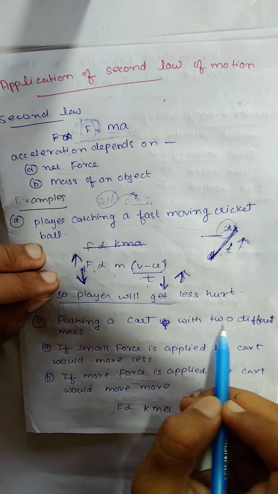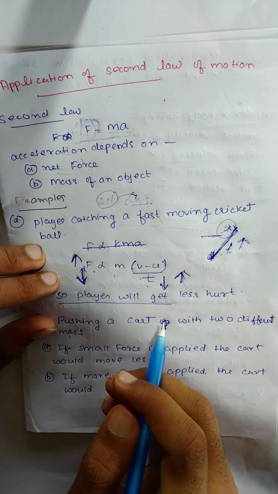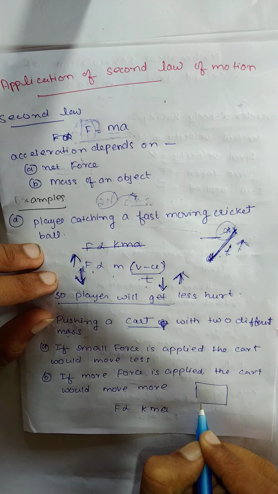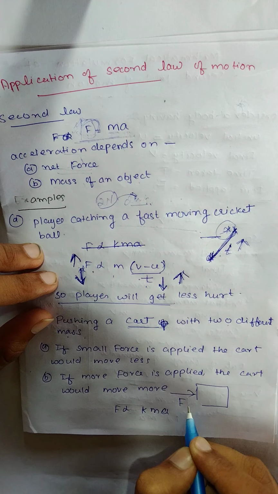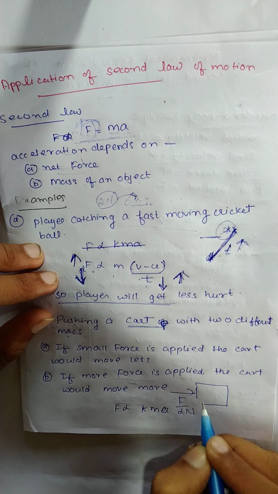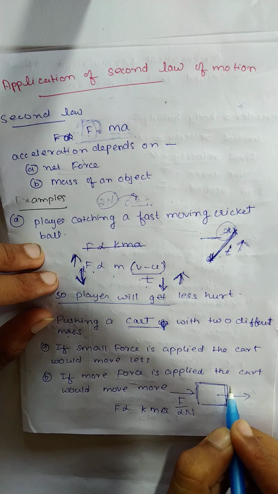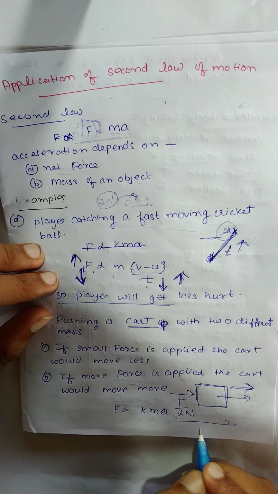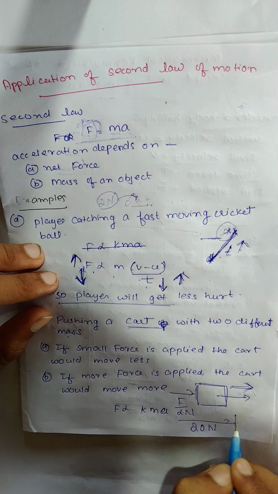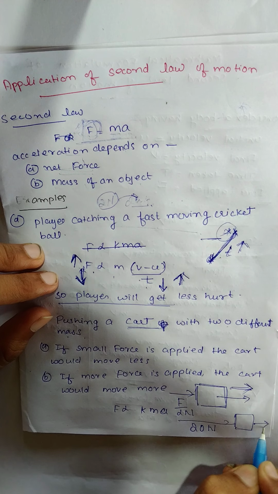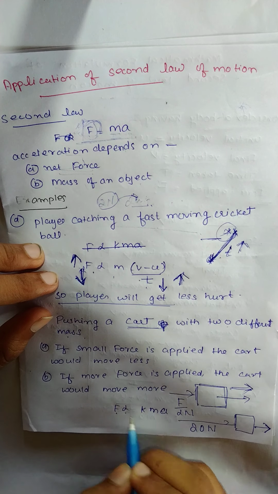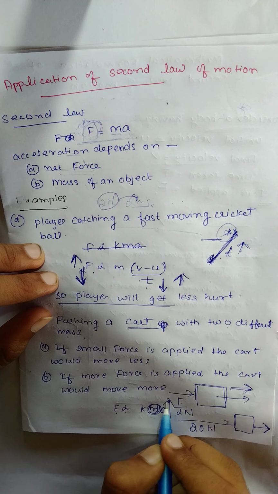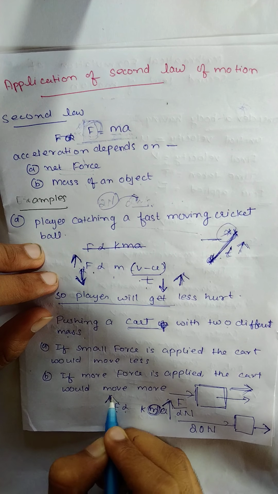Second is pushing a cart with two different masses. Let a small mass push a cart. That small force, let us say 2 Newton, will not be able to move or push this cart, but when a large mass is taken to push this cart, it will move, because force is directly proportional to mass. When mass increases, force increases.